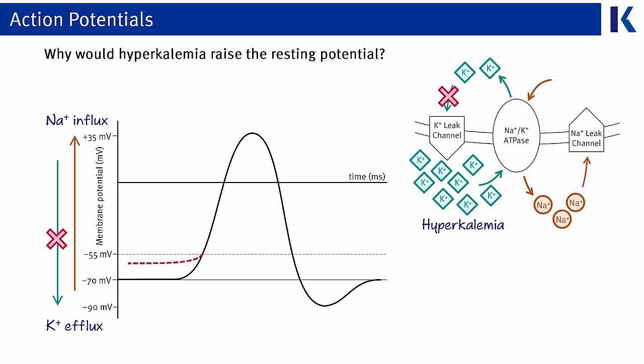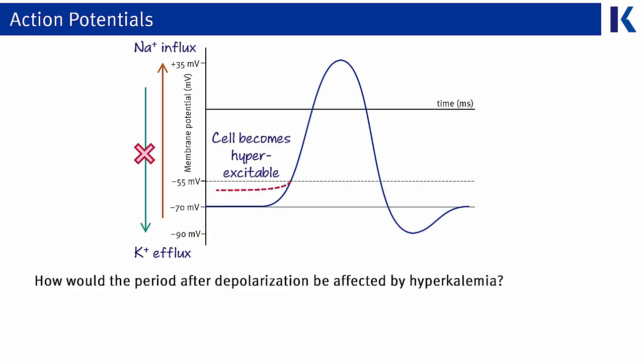How would you expect this to affect the cell's activity? From the graph, it appears that our resting potential is now much closer to the threshold potential, and that means that this cell is going to become hyperexcitable. Now, hyperkalemia's effect on the action potential itself. First off, this cell is going to be able to depolarize just fine. Why? The answer is that depolarization is an effect of sodium and those voltage-gated sodium channels, which are not going to be affected by hyperkalemia.